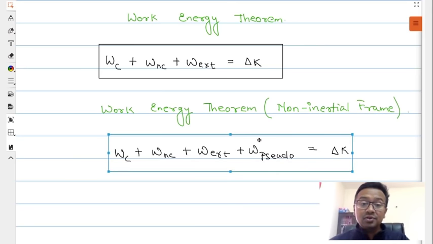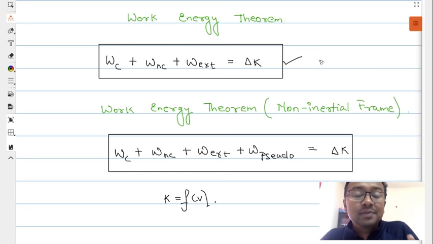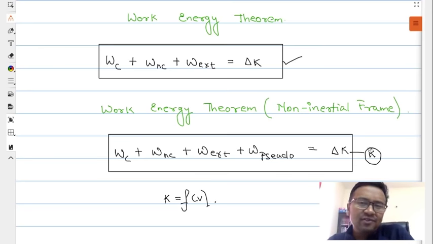And remember, students, kinetic energy is basically a function of velocity. So in the first case, the velocity is with respect to the inertial frame. And in this case, when we calculate the kinetic energy, the velocity is with respect to the non-inertial frame. That's the only difference that you need to take care of.